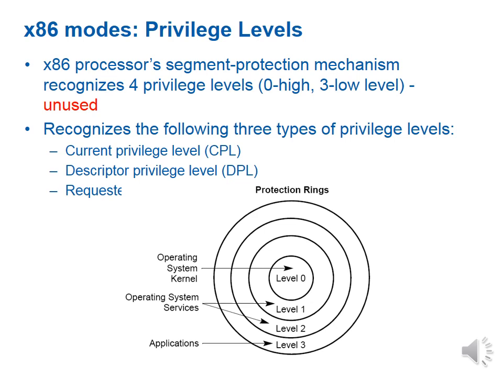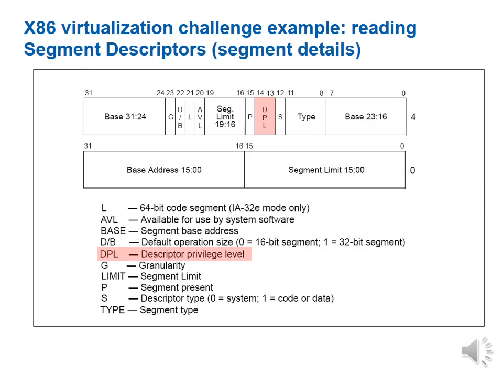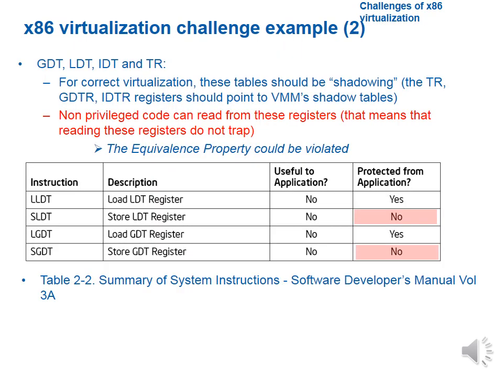The privilege levels will be current privilege level, descriptor privilege level and requested privilege level. So protection ring is also shown in the diagram. So virtualization challenge: how to read the descriptor. So base address, segment address, this is as far as the microprocessor level. So these are the challenges loading. So useful to the application, how to protect it. It depends upon the privileged instruction or what type of non-privileged instruction.